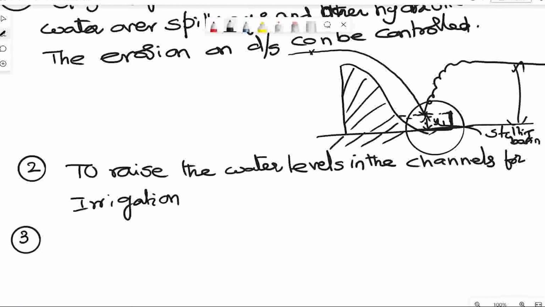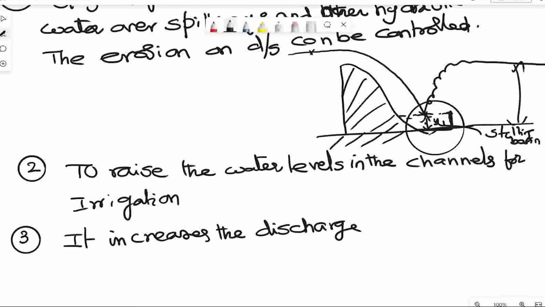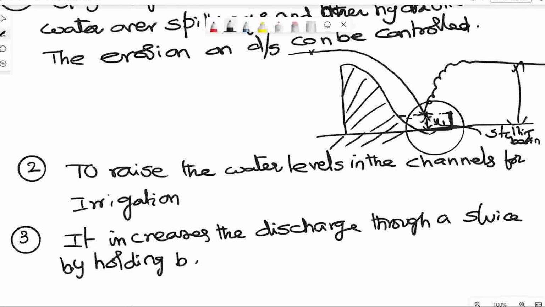And the third one is that it increases the discharge through a sluice by holding back tailwater.